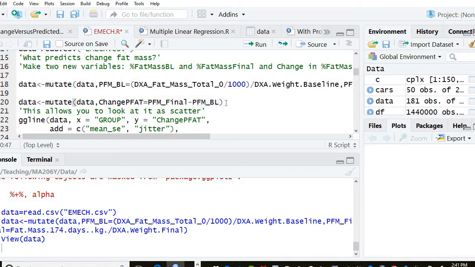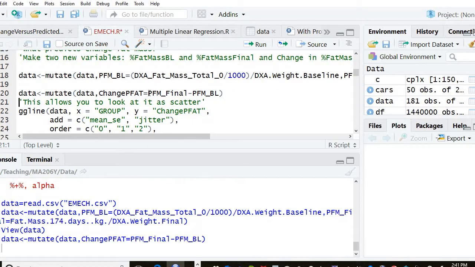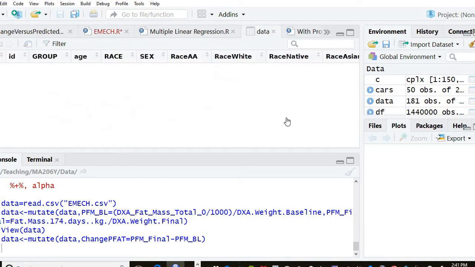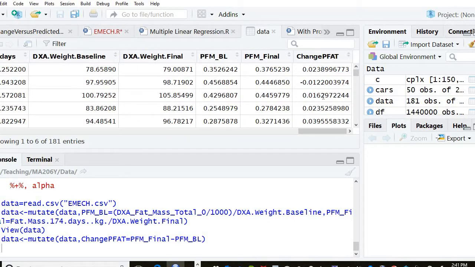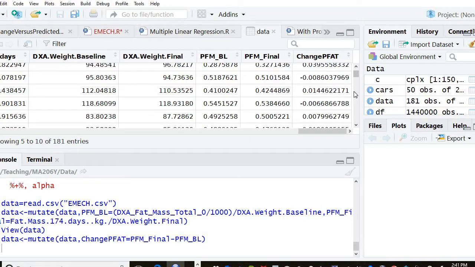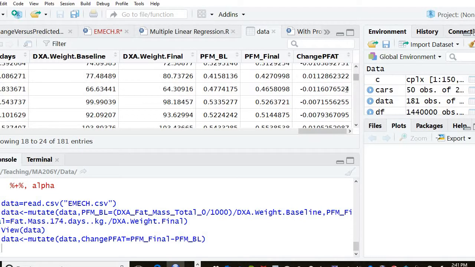All right, so I'm going to make a new column that has percent fat mass at the end of the study minus percent fat mass at the beginning of the study. I'm doing this because you might want to mutate some of your columns too, so I'm showing you how to do that. If you go over here, you'll see now I have this change in percent fat mass. Wherever it's negative, they lost fat. Wherever it's positive, they gained.